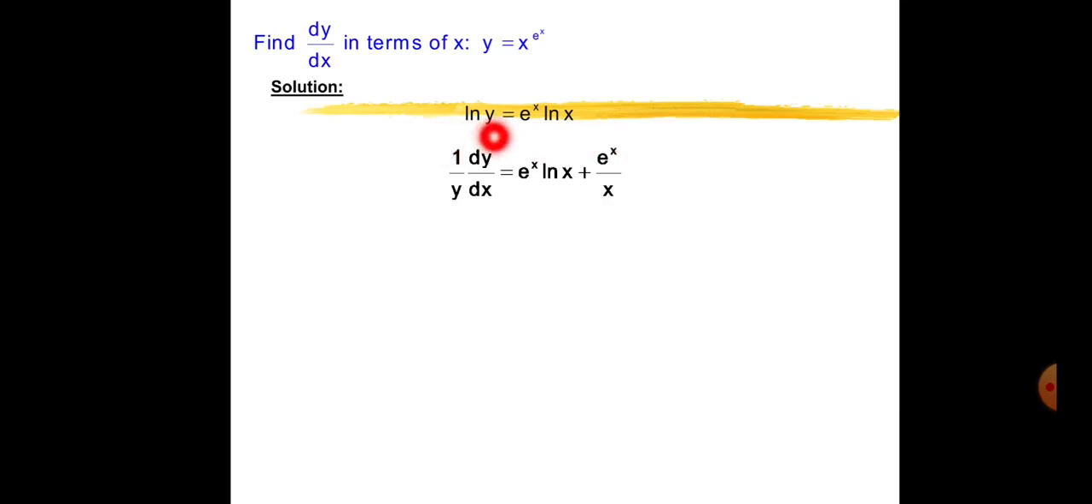Now find the derivative. The derivative of ln y is y prime over y, or 1 over y times y prime, where y prime can be written as dy/dx. We have here a product, so we apply the product rule: the first times the derivative of the second, the derivative of ln x, which is 1 over x, plus the second times the derivative of the first. So we have 1 over y dy/dx equals e to the power x ln x plus e to the power x over x.